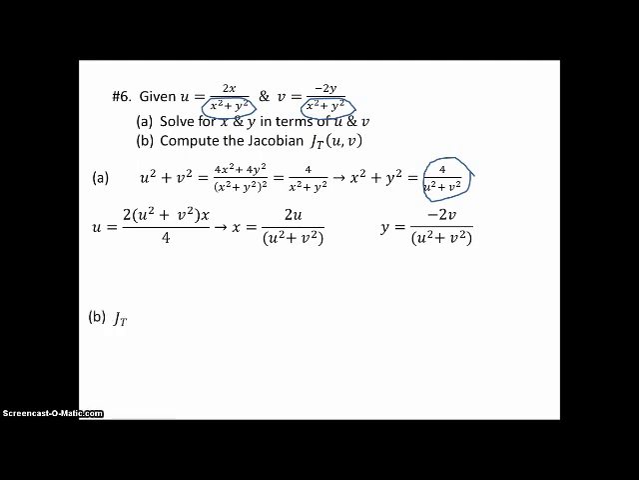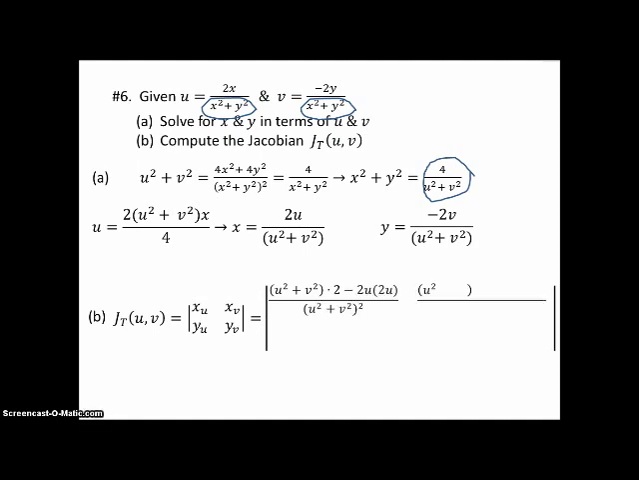Okay, part B. The Jacobian, again, is the determinant of partial derivatives, and this time, we have quite a production. We have to use the quotient rule. So here comes the derivative of x with respect to u using the quotient rule. And now the derivative of x with respect to v using the quotient rule.